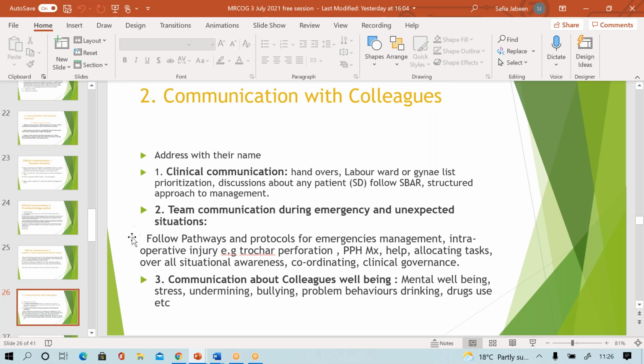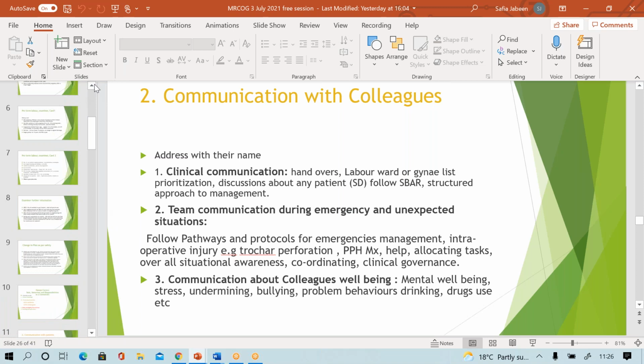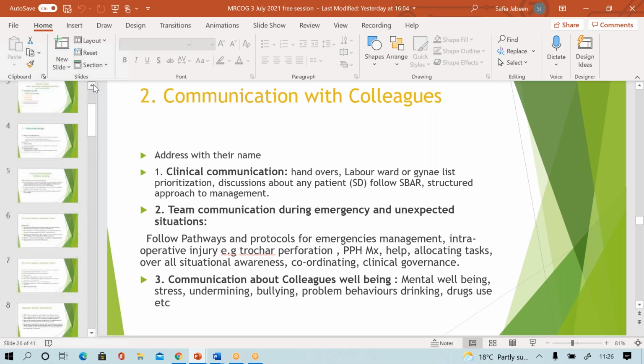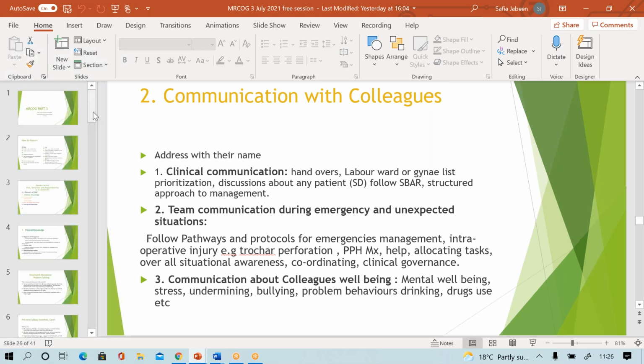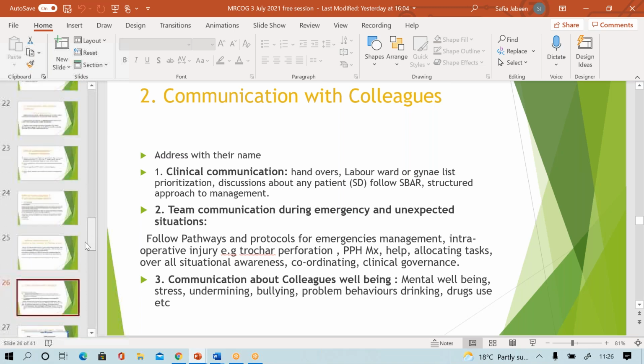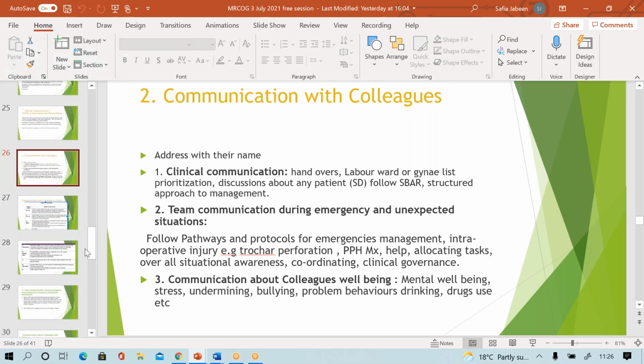And then there is another very important aspect, which is not clinical, but very important for the safety and care of our colleagues, and also to ensure that they are performing safely and are safe for the patients as well. That is to keep an eye on and be aware of the well-being of our colleagues in different aspects. It can be their physical health, it can be their mental health.